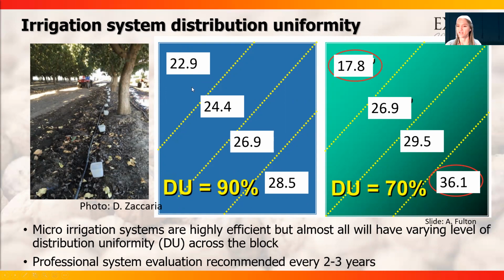So this is the range of different outputs in millimeters for this system at 90% DU. A 70% DU is going to have a wider range in output. So this is the lowest quarter of the field, putting out 17.8 millimeters per set compared to 36.1 millimeters at the high range of the set. So the DU can both mean a lower output, but it can also mean that you're greatly going over your intended irrigation application rate.